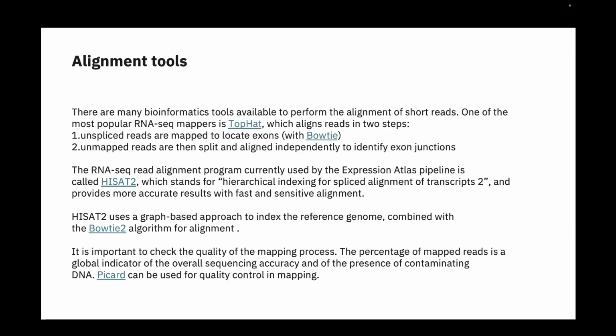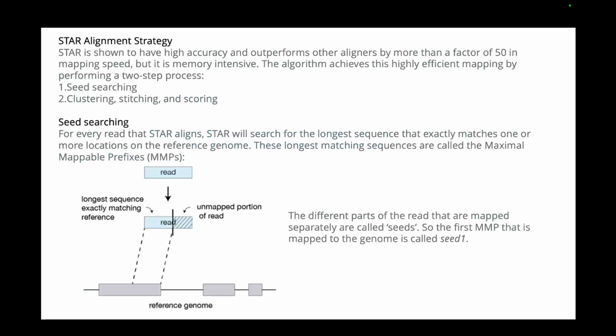Now, after you do that, the alignment of RNA-seq is slightly different compared with DNA sequencing alignment protocols. Here your sequence aligner should be splice aware. So unspliced reads are mapped to locate exons with Bowtie, and unmapped reads are then split and aligned independently to identify exon junctions. So this is an extra step that you need to do. So this is your STAR alignment strategy.